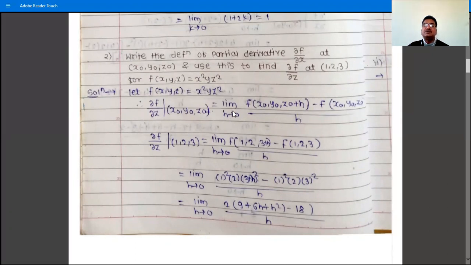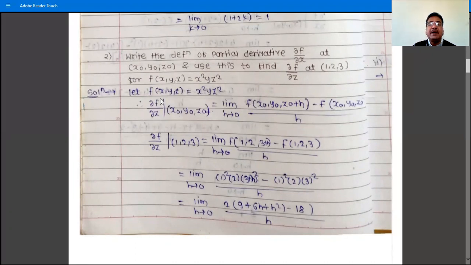Don't write h tends to 0 here. Here write, this is the definition of del f by del x at x naught, y naught, z naught. What is del f by del y at x naught, y naught, z naught? Limit k tends to 0, f of x naught comma y naught plus k comma z naught minus f of x naught, y naught, z naught by k.